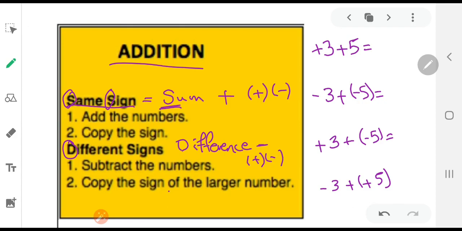Let's do some examples. +3 plus 5. Here I have the same sign, so I will add the numbers. 5 plus 3 is an 8. Write the sign. What is it? Plus, so it's a +8.